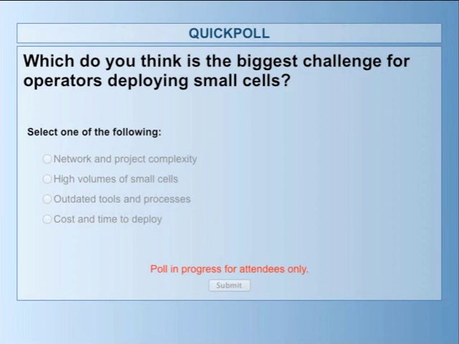Right, thank you. So the question is, which do you think is the biggest challenge for operators deploying small cells? Out of those areas that I talked about just now, is it network and project complexity? Is it the high volumes of small cells that need to be deployed? Is it about the outdated tools and processes, or do you think it's more to do with cost and time to deploy? Which is, out of those, the most challenging? Please, can you make a selection now?